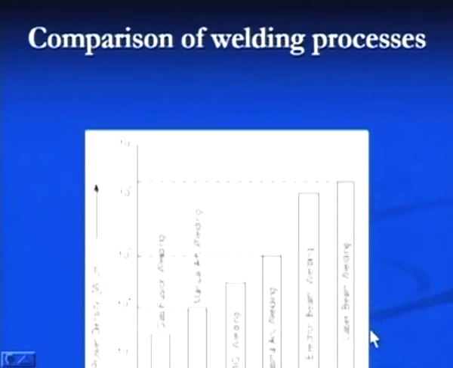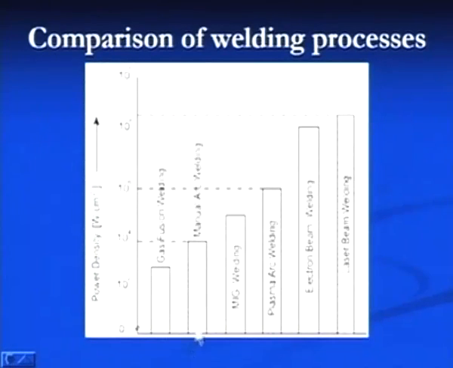These welding processes in terms of the power density can also be compared here, and it can be seen that gas welding is the lowest power density welding process, and the highest ones are the laser beam and electron beam welding processes, while the manual metal arc welding, plasma welding, and MIG welding processes come in between.